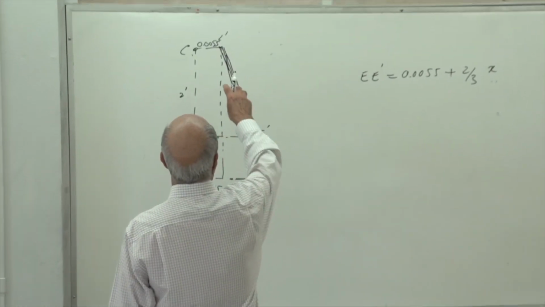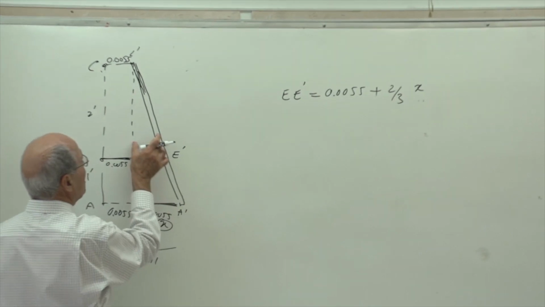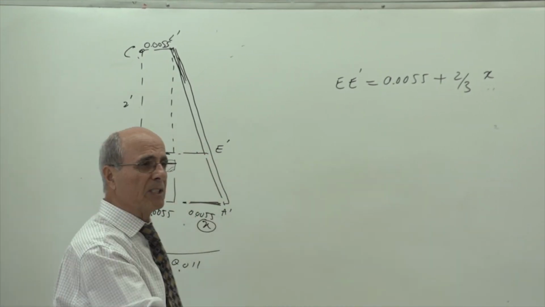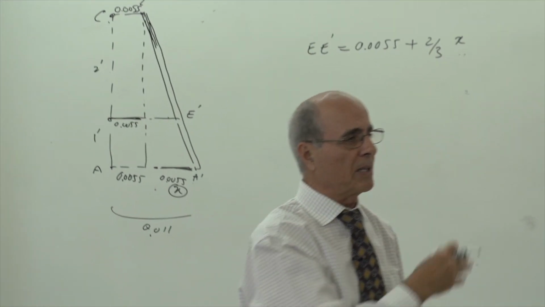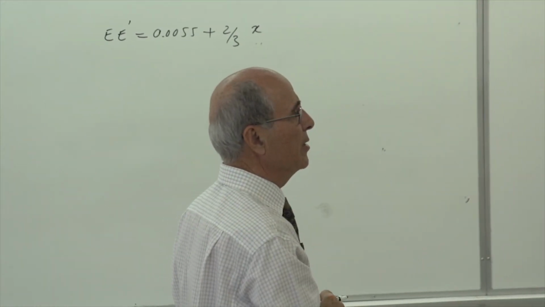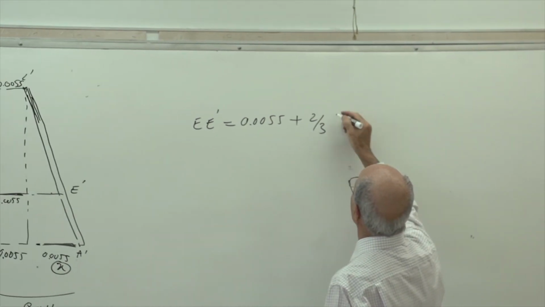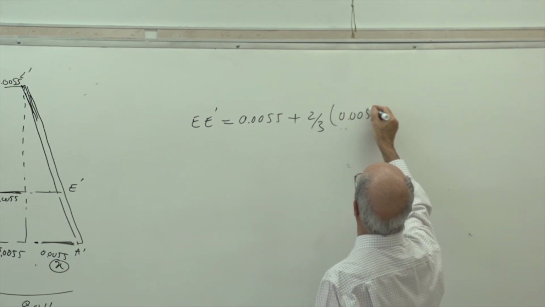Notice if this is 0, this is 0.005. I said if it is at the middle, it will be half of that. Yes? This is more than half. It's a little bit lower. Yes or no? It's 2/3 of that because the ratio is 2 and 1. Is that understood? Figure it out by yourself. So that is 2/3 of that amount, which is 0.0055.